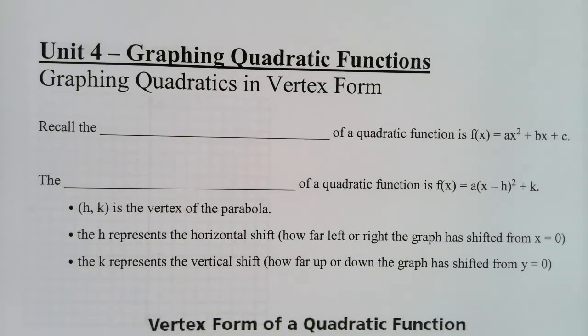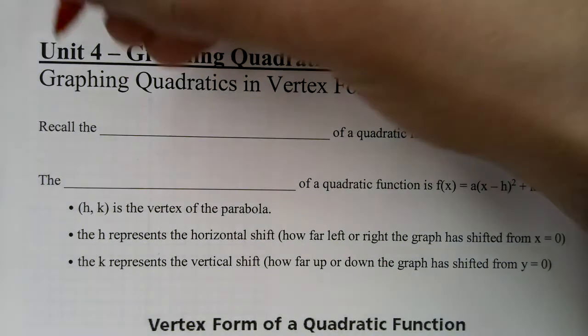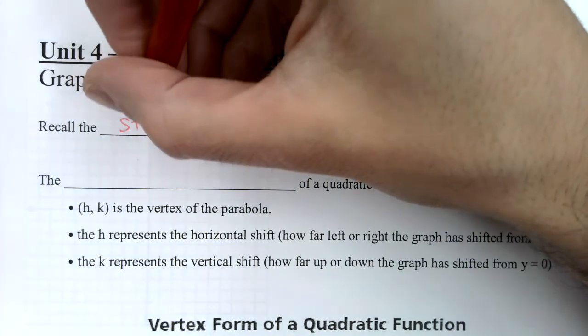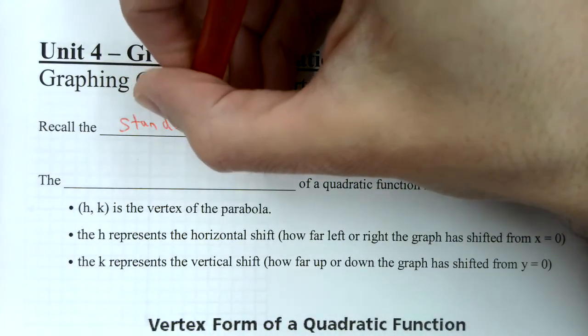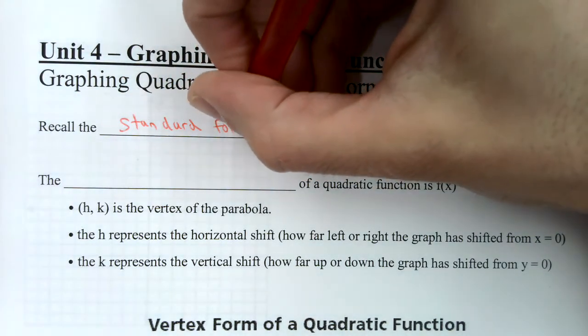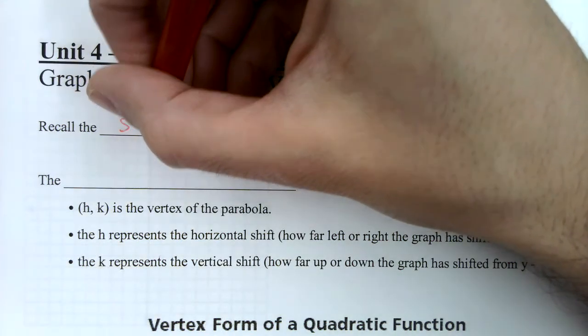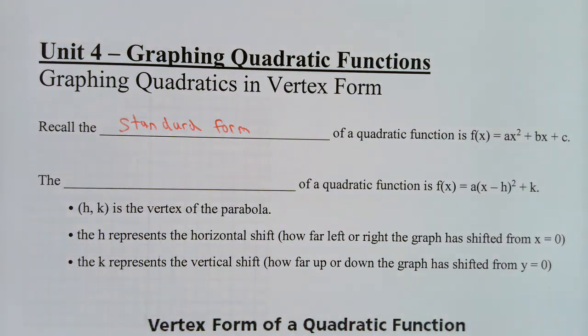We call that the standard form of a quadratic function: f of x equals ax squared plus bx plus c. That's called standard form. That's what we did in the previous lesson. We graphed them in standard form. Okay. Now we're graphing in vertex form.